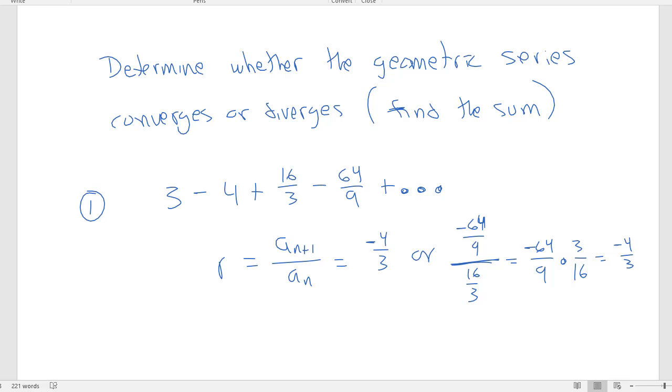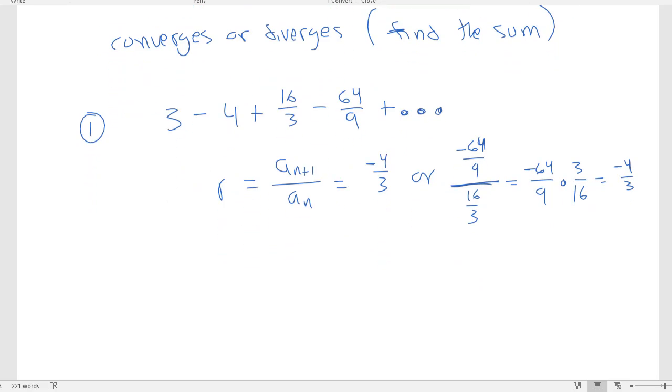All right, now in regards to the geometric series converging or diverging, we need that common ratio to have absolute value less than 1. So we'll just make a note here that the absolute value of r is the absolute value of -4/3.